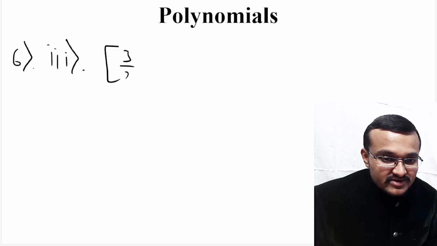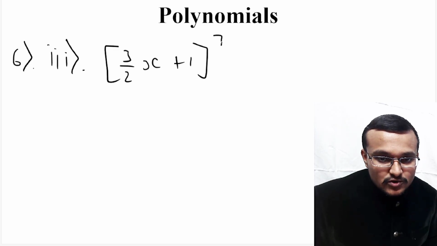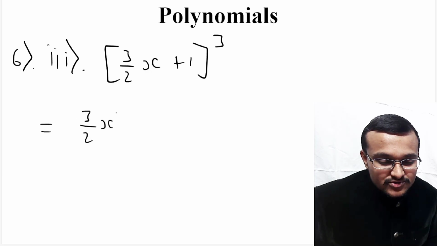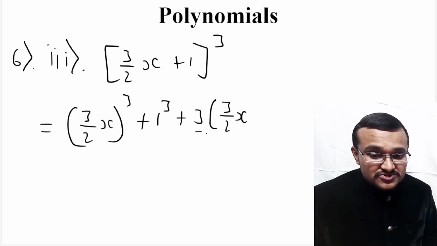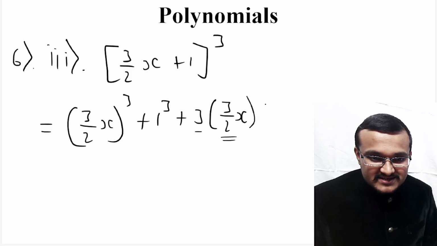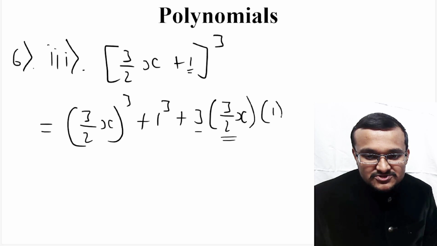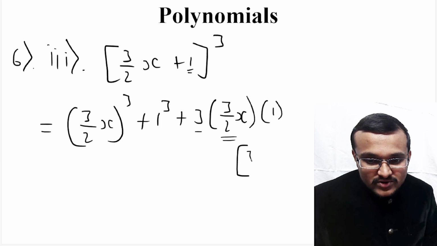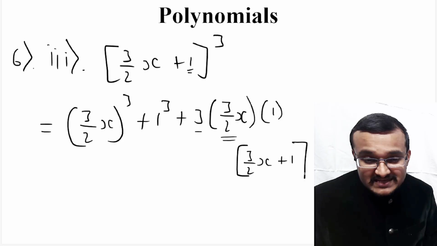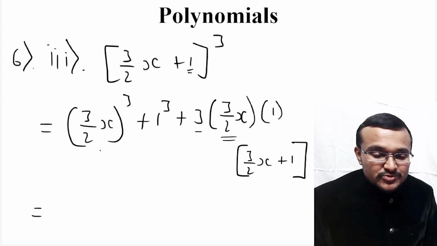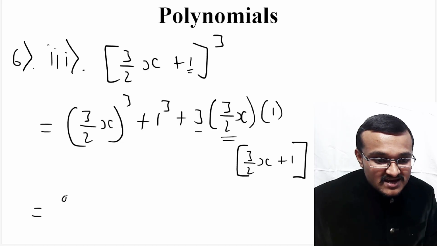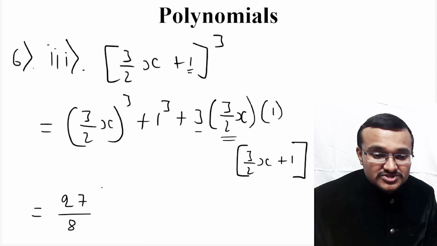So here you have 3 by 2x plus 1 whole cube. Here also you can use the x plus y whole cube identity. So 3 by 2x whole cube plus 1 cube plus 3xy will be there. So 3 into, in the place of x you have 3 by 2x, into, in the place of y you have 1. In the bracket you write 3 by 2x plus 1. I am just expanding this in the form of the x plus y whole cube identity. Now 3 by 2x whole cube means 3 3s are 9, 9 3s are 27, divided by 8, because 2 cube is 8.